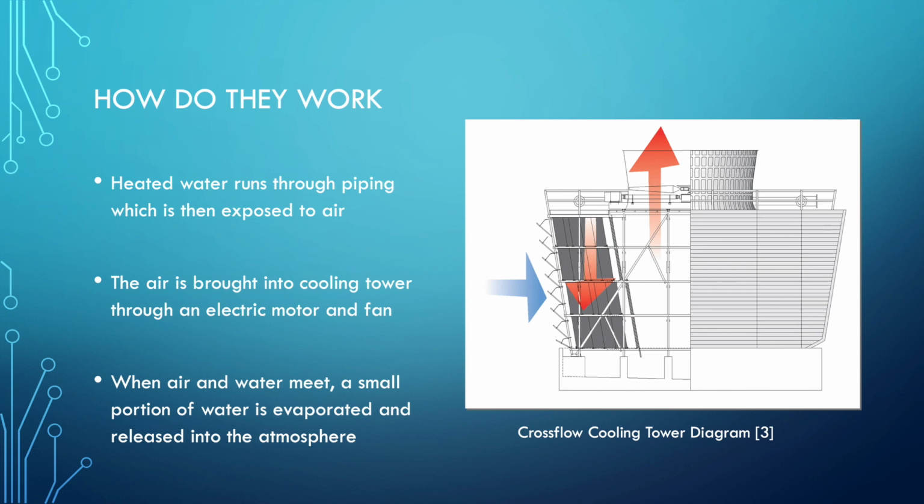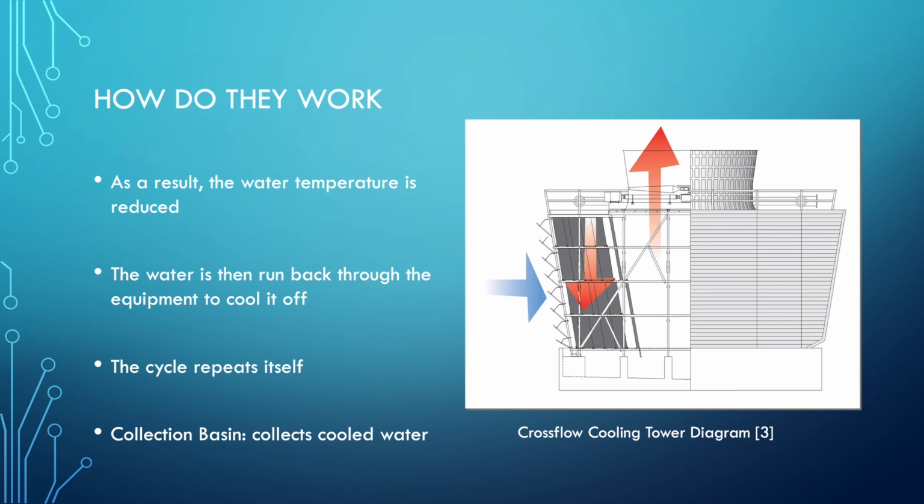So, how do they work? Heated water comes through the top here. It runs downward through a piping network, which is then exposed to air. And the air is brought into the tower through a fan and motor. Whenever they meet, a small portion of that water is evaporated, and as you can see, that red arrow going up, that's the cooling tower top. It's released into the atmosphere from there. So that's what you see coming out of the cooling tower. It's that moist air coming out.